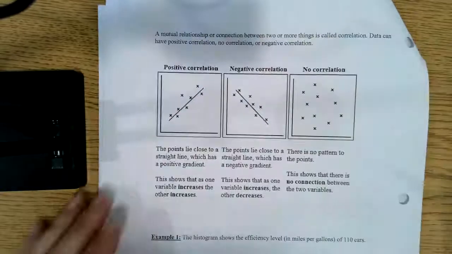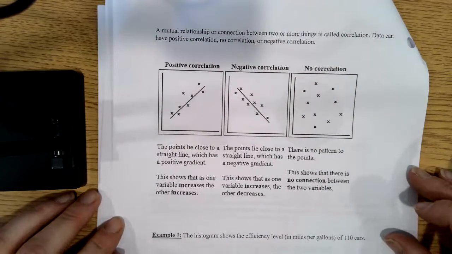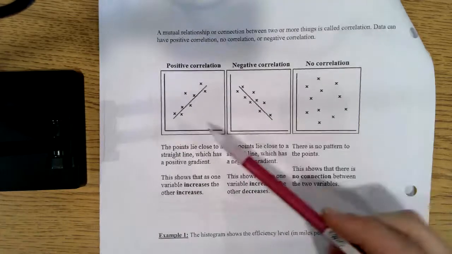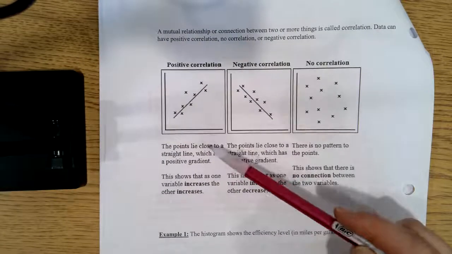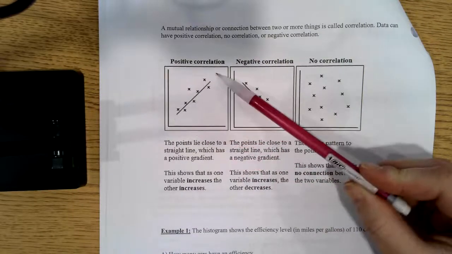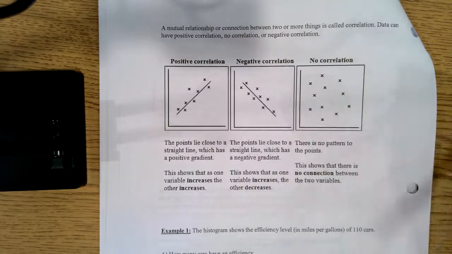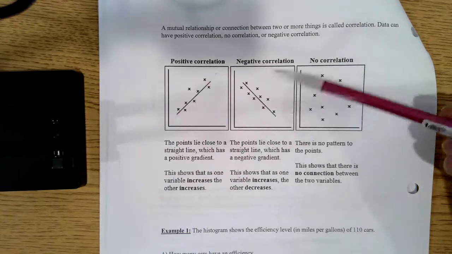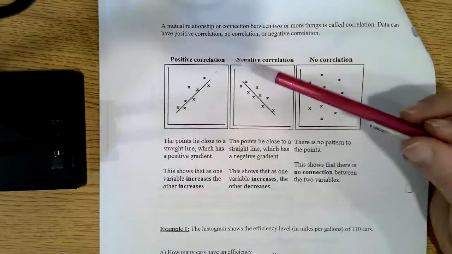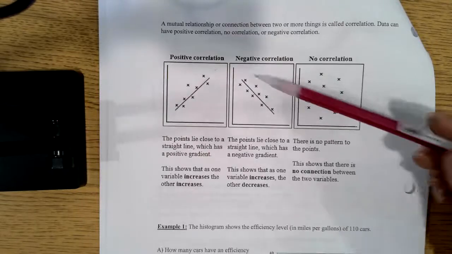So it says a mutual relationship or connection between two or more things is called a correlation. Data can have positive correlation, no correlation, or negative correlation. So positive correlation, it says the points lie close to a straight line, which has a positive gradient, meaning it's going up. This shows that as one variable increases, the other increases. A negative correlation is where the points lie close to the line, which has a negative gradient, going down. This shows that as one variable increases, the other decreases.